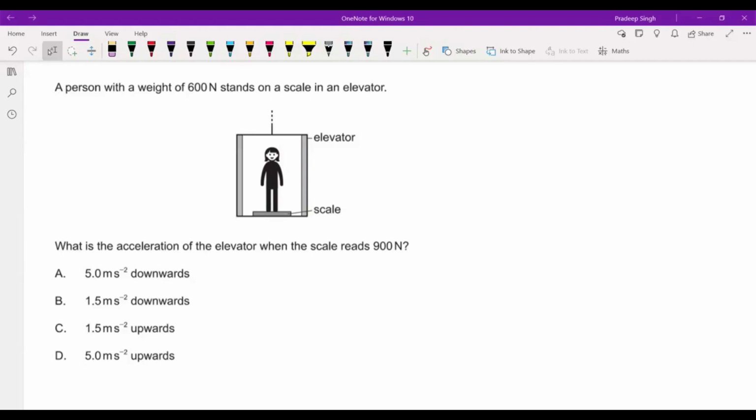Sir, is it B? Yes, it is correct. Great. What's the steps?